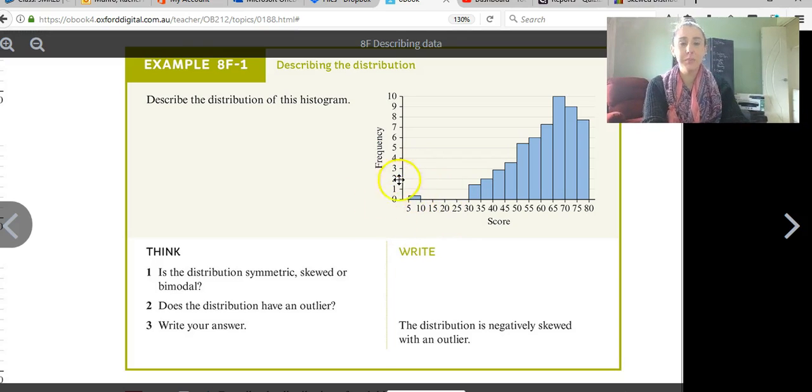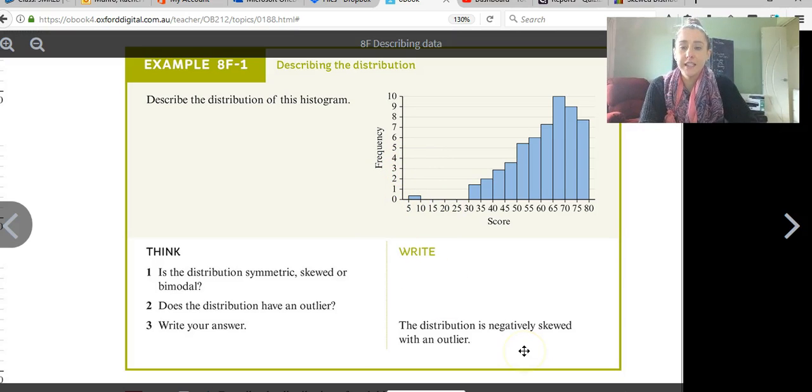Again, it's this point here that is just not really fitting in with the rest of my data. It's off by itself, and it's going to have an impact on the rest of my data in a way that won't give me an accurate representation of what's going on. So I would categorize that as an outlier.